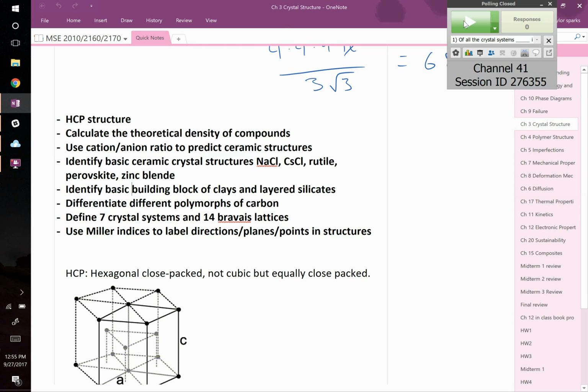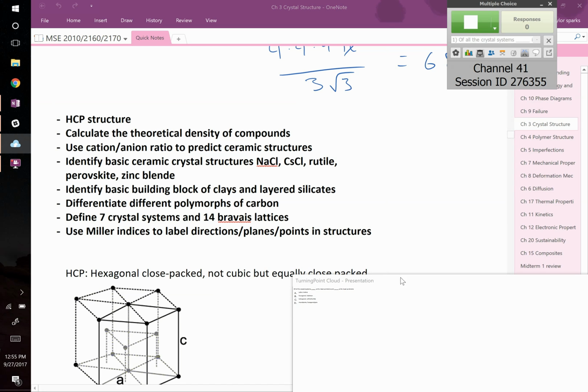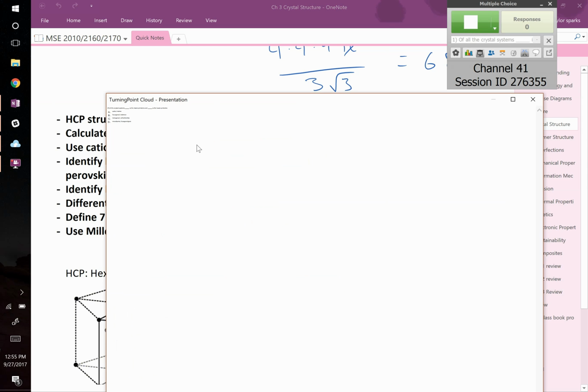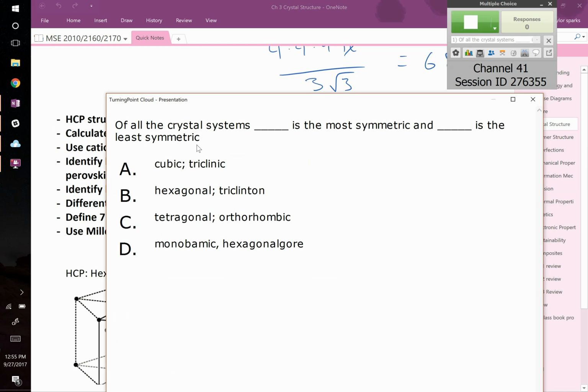Okay, we'll start with our reading quiz for today. The first question is, of all the crystal systems, blank is the most symmetric and blank is the least symmetric. Is the answer A, cubic and triclinic, B, hexagonal and triclinic, C, tetragonal and orthorhombic, or D, monoclinic and hexagonal? I did not write these. It's definitely my TA's.